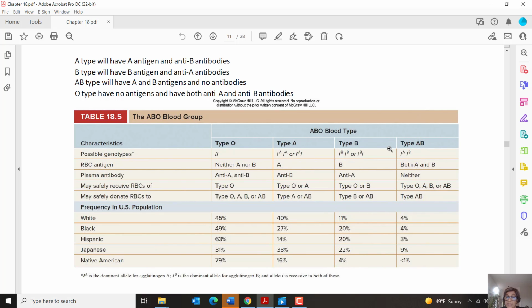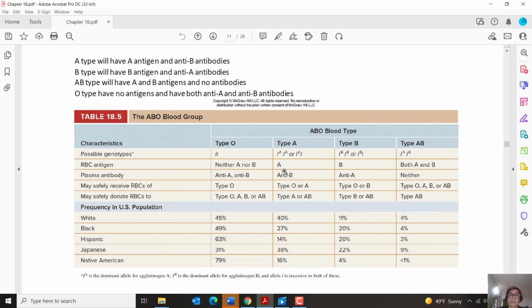When we look at AB, AB has no antibodies, so they can receive from anybody, right? Because they can get O, A, B, AB. They have no antibodies, so they're not going to clump any of these. So these are called universal recipients. If you take O, if somebody wants to donate blood, then they can donate to anybody because they do not have any antigen. So these are called universal donors.